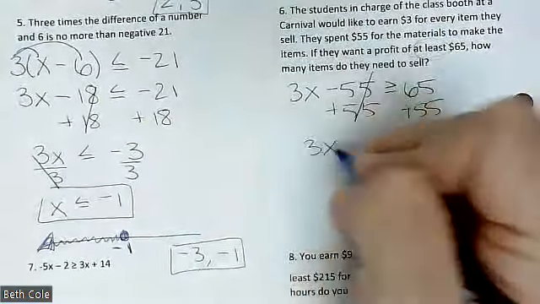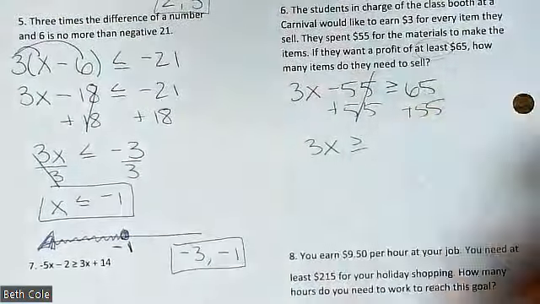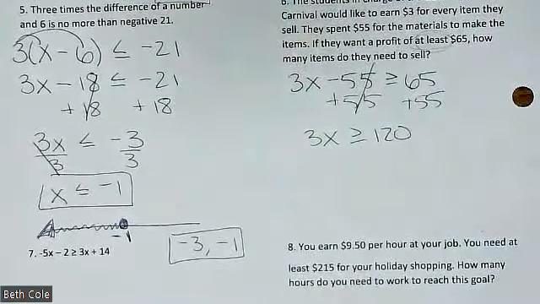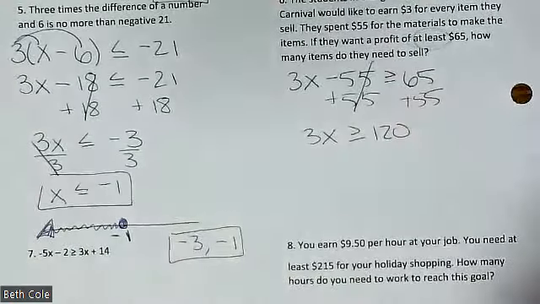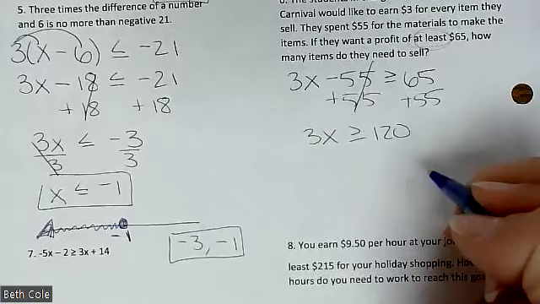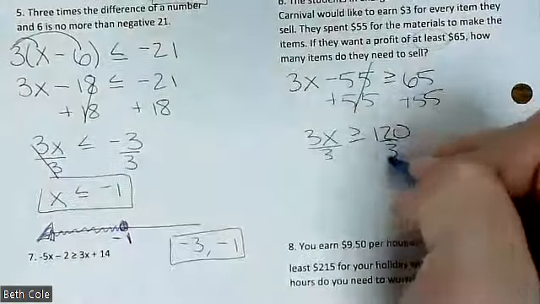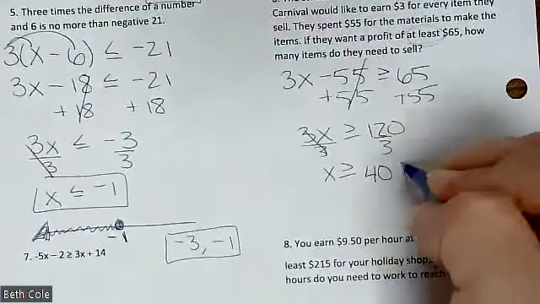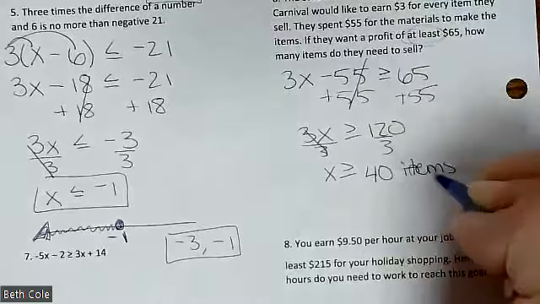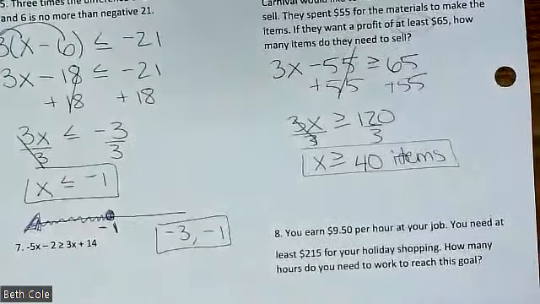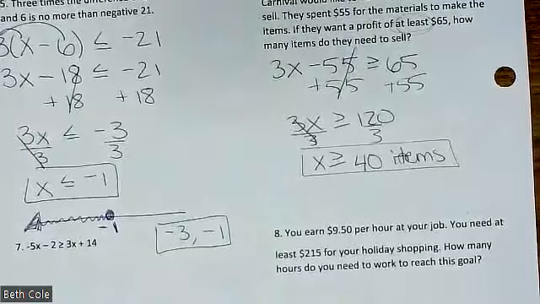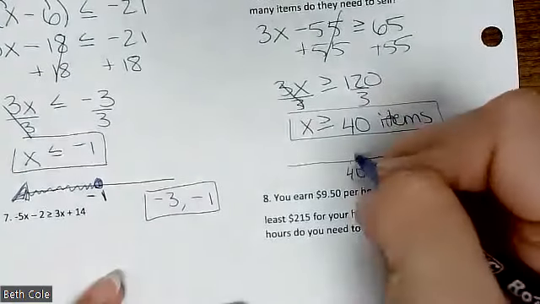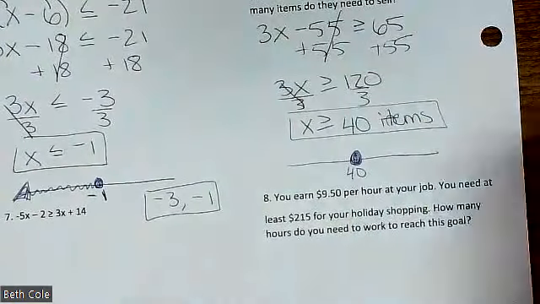So that's going to give you 3x greater than or equal to 120. Divide by 3 and x is greater than or equal to 40 items. Sorry, I'm writing with pen because my pencil broke, so can't scratch that out. So 40 items. So here's 40. Closed or open circle? Closed, and we're going to shade which way? The right.